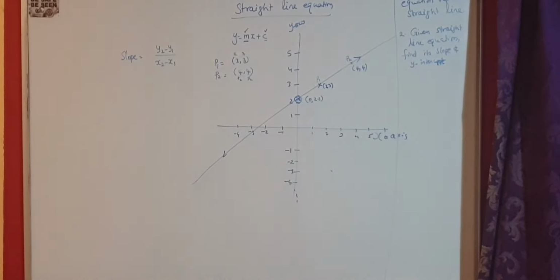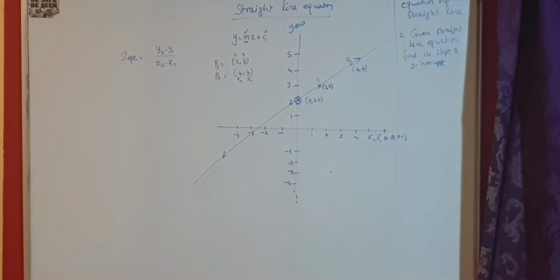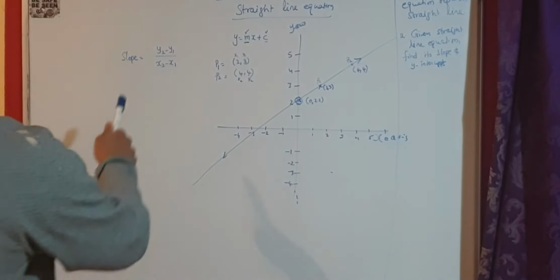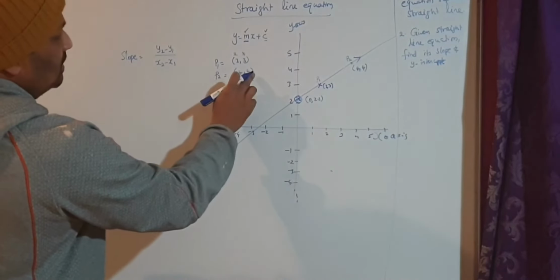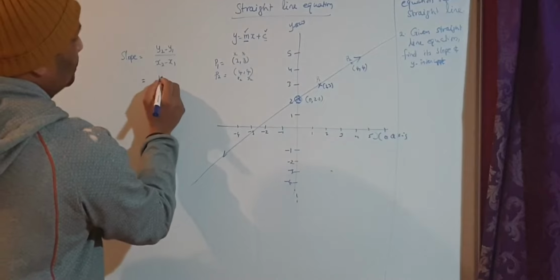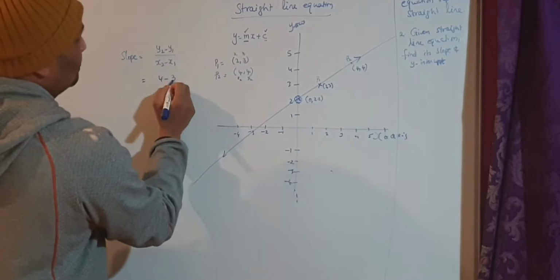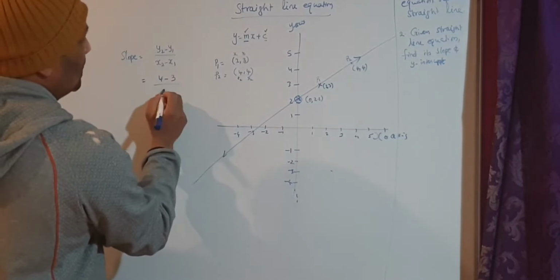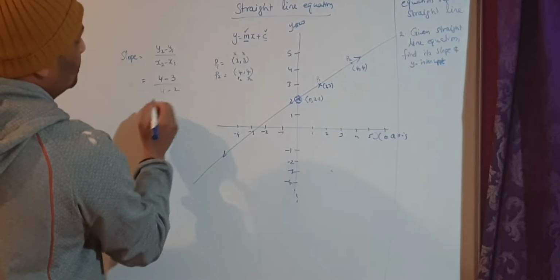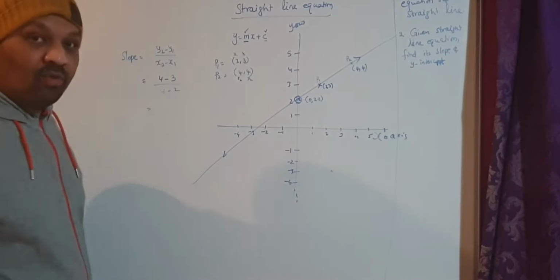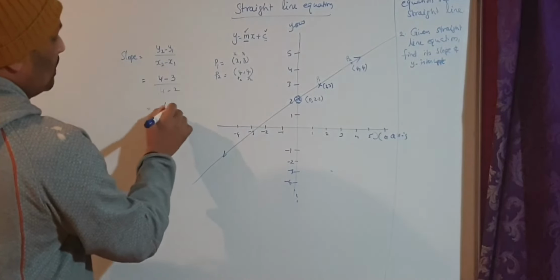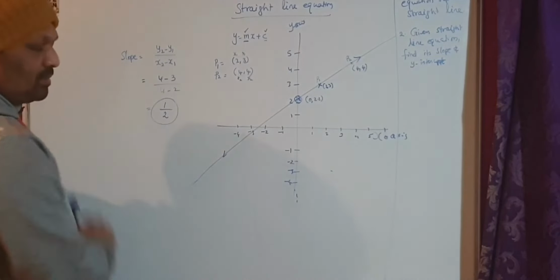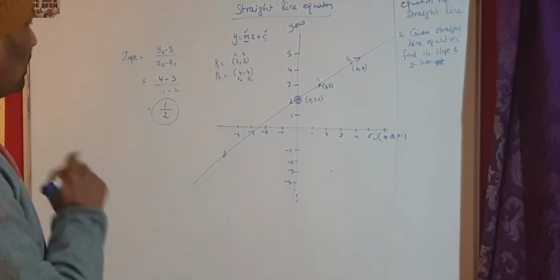Now you apply this formula on these two points. What is y2 here? y2 is 4. What is y1? 3. What is x2? 4. What is x1? 2. So you further simplify this: 4 minus 3 is 1, 4 minus 2 is 2. So what is the slope here? The slope is 1 by 2. Now we got the slope.